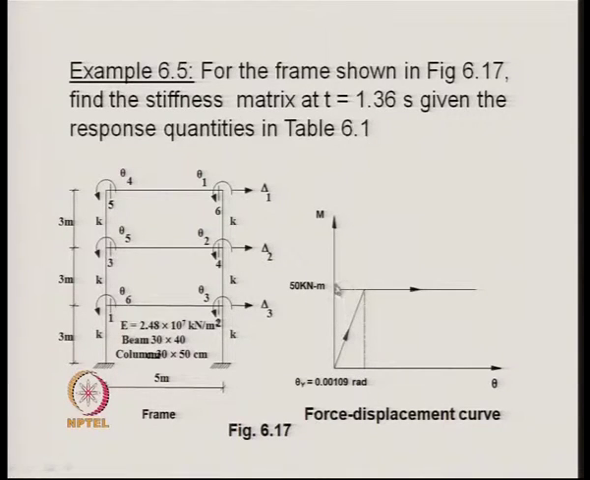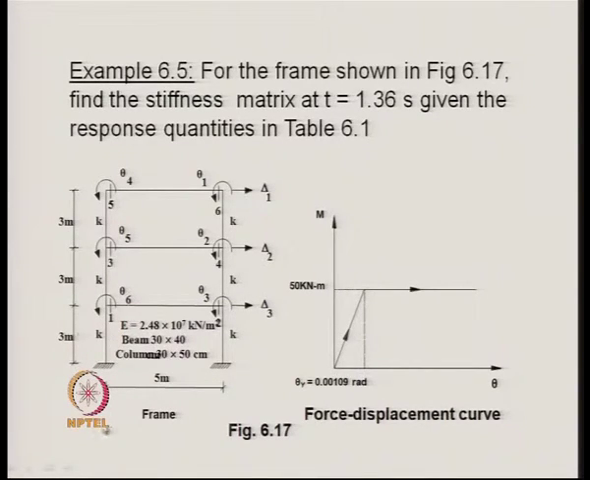At a value of the bending moment of 500 kilonewton meter, we have the Mp value, and the yield rotation is given as 0.00109 radian. This is the value of the E for the material. The beam section is this and column section is this. The stiffnesses are given as K for the column.